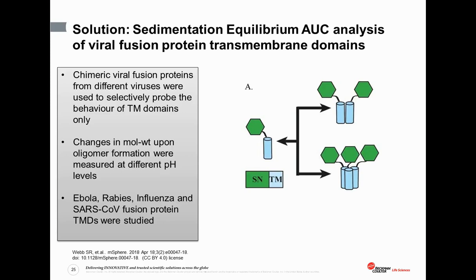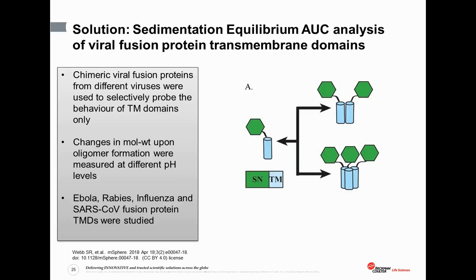So what Webb and co-workers did was they made these chimeric fusion proteins where the transmembrane domain, or TM, shown in light blue, belongs to the specific viral system that they were looking at. For instance, they looked at rabies, they looked at influenza, they even looked at Ebola. But the attached surface exposed domain was a universal domain which they used for all of these chimeric systems.